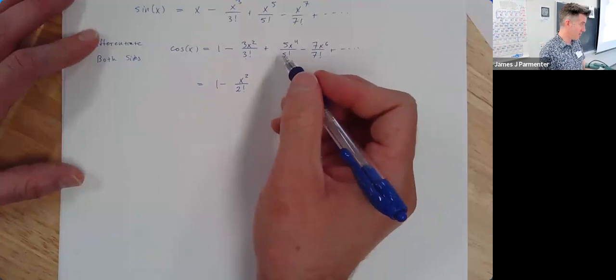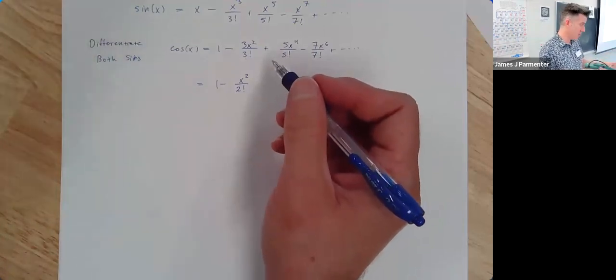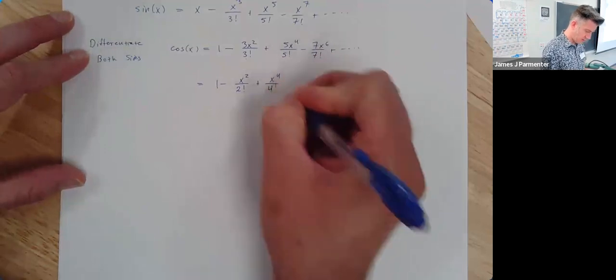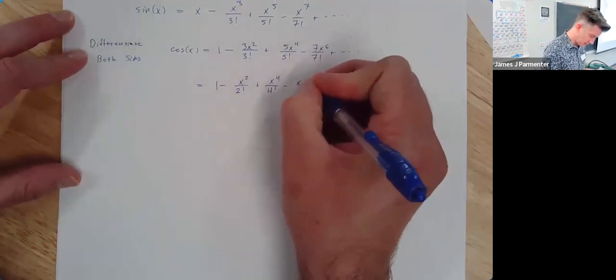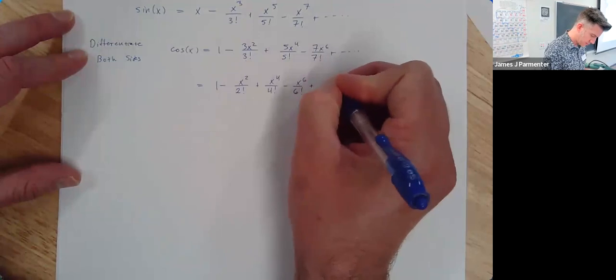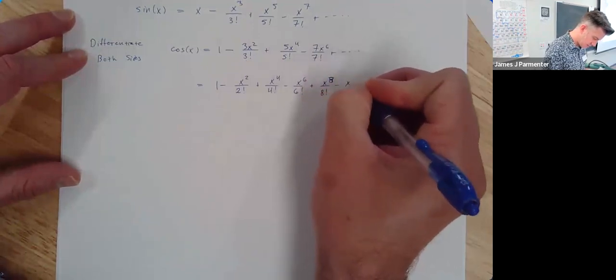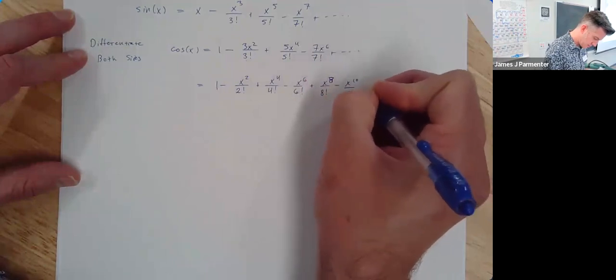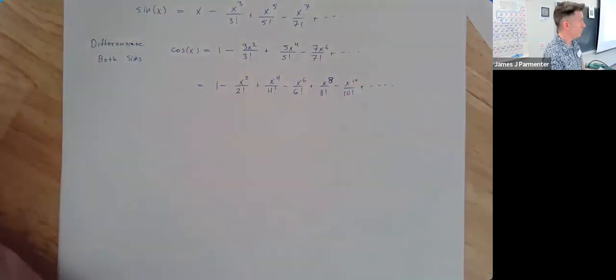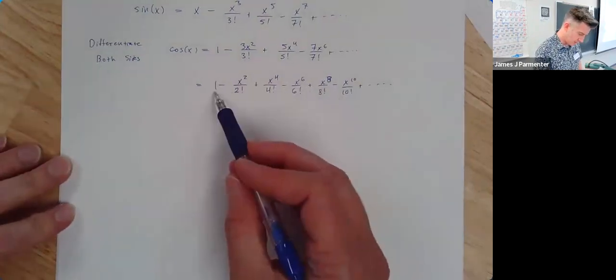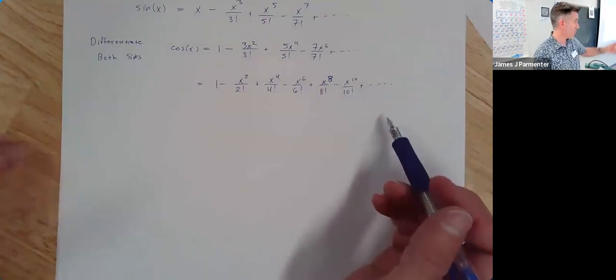And 5 factorial is really 5 times 4 times 3 times 2 times 1. The 5's cancel, you're left with x to the 4th over 4 factorial. And then here you're going to get x to the 6th over 6 factorial. So sine and cosine have virtually the same exact pattern. It's just that cosine has the even powers, sine has the odd.